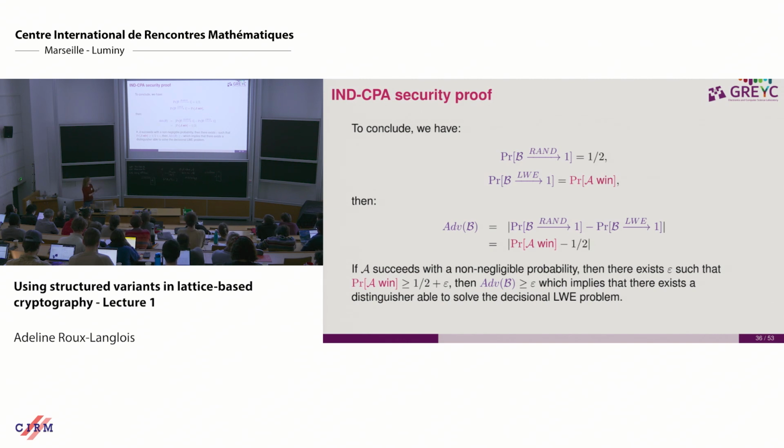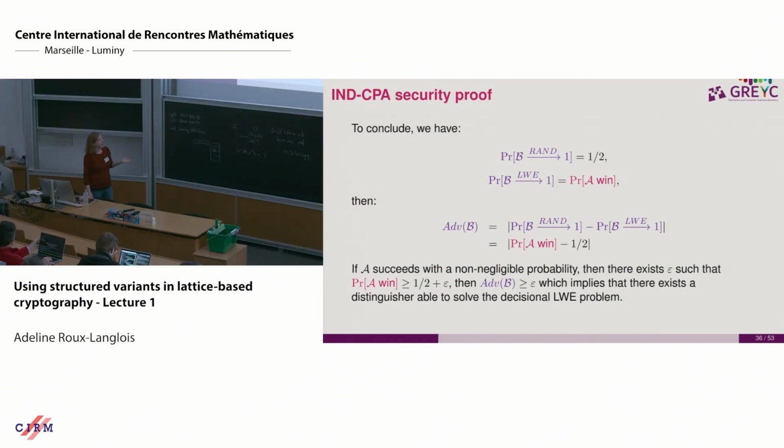And if we put everything together, it works nicely. So to conclude, the advantage of B is the probability that B answers 1 in the random case, minus the probability that B answers 1 in the LWE case, and it's exactly the probability that A wins minus 1/2. So it's a simplified proof, but it's really the idea behind it.